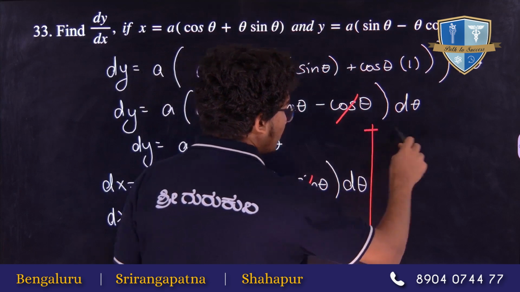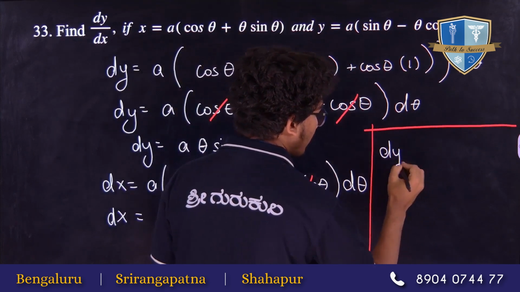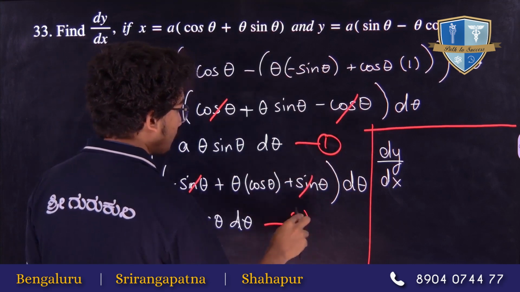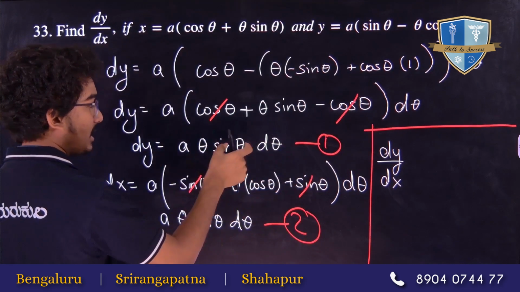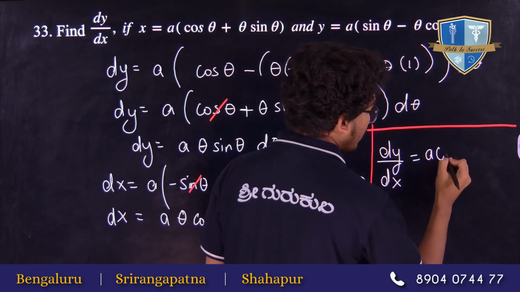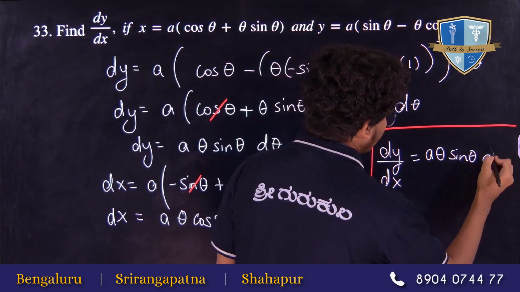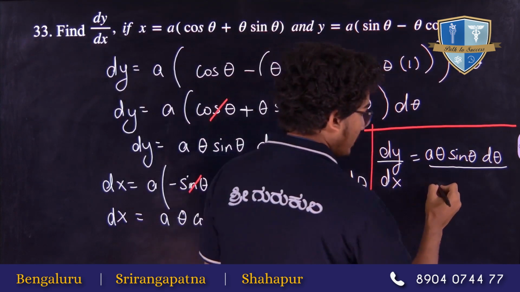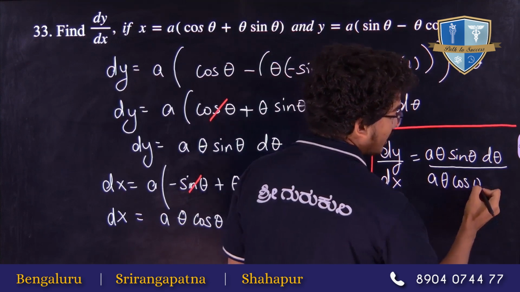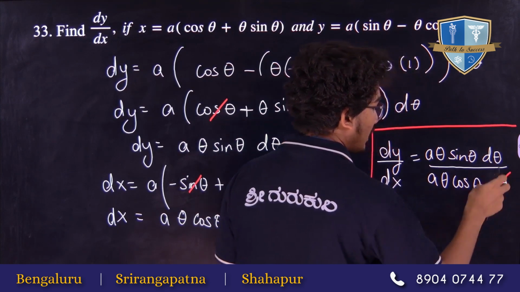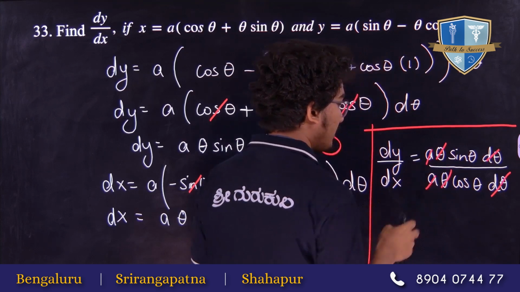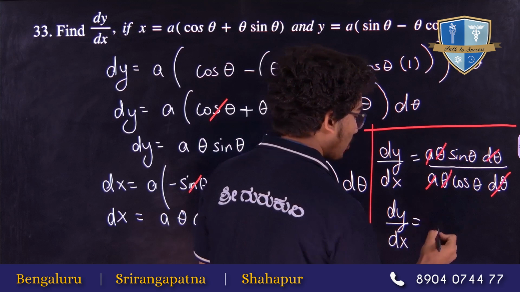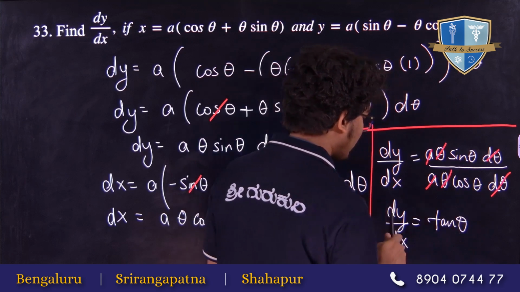Now we are supposed to find dy by dx, so we'll take the ratio of equation 1 and equation 2. So dy by dx is equal to a theta sin theta d theta divided by a theta cos theta d theta. So a, theta and d theta will cancel out, which means dy by dx is equal to sin theta by cos theta, which is tan theta. So tan theta is our final answer.